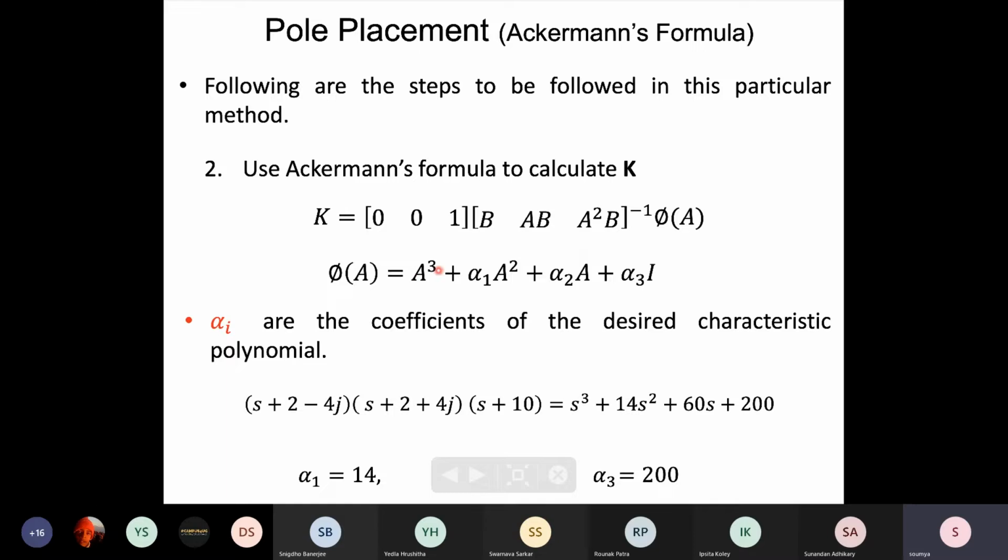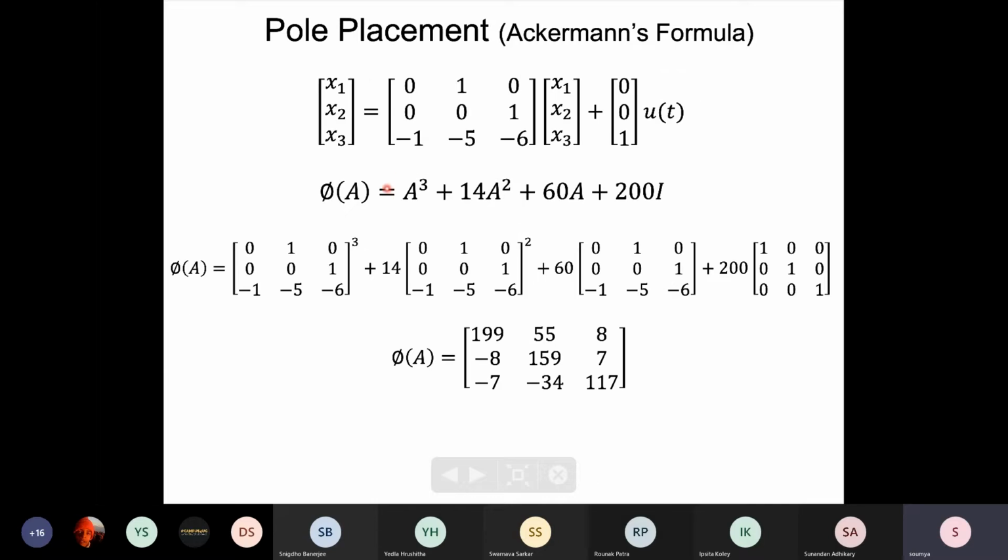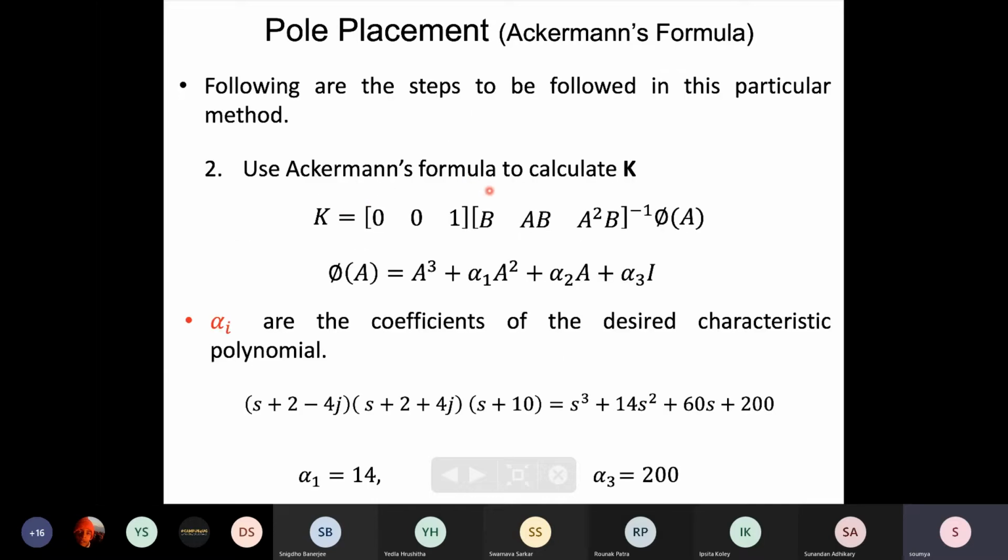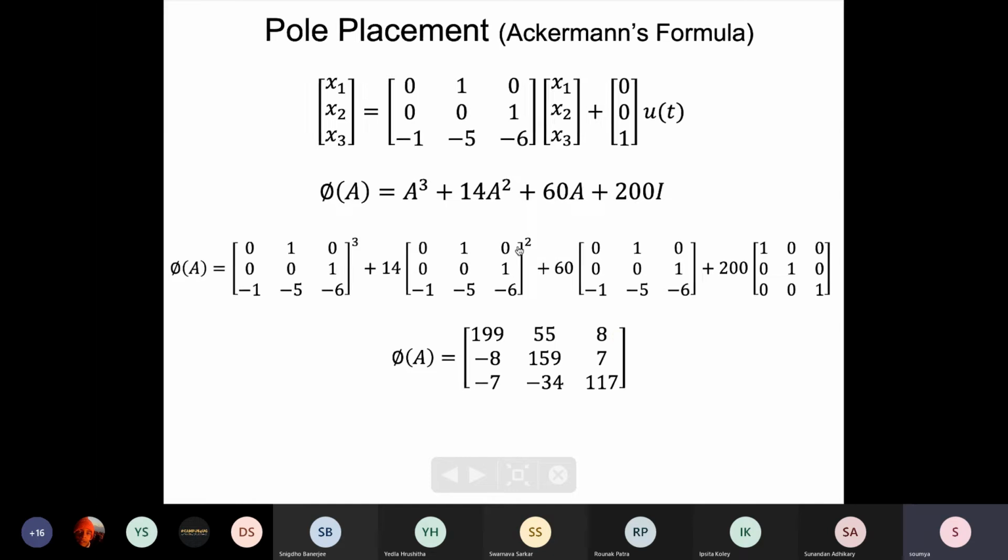So this gives you the coefficients here, and then you can easily write the matrix polynomial phi A, right? So what is phi A? Phi A is, because we have the coefficients as 14, 60 and 200, A cube plus 14A square plus 60A plus 200I, right? And we already know what is A. A raised to the power 3 plus 14 A raised to the power 2 plus 60 A raised to the power 1, like that, right? So this is my matrix polynomial phi A, which looks like this, right?